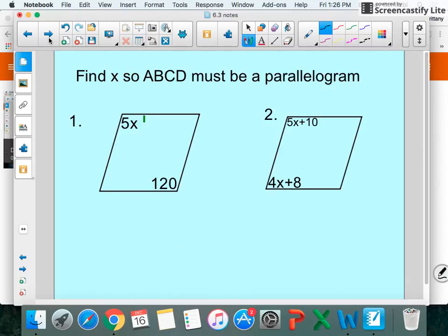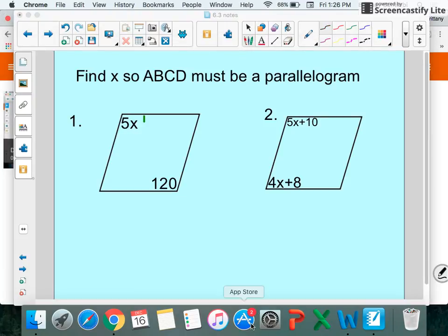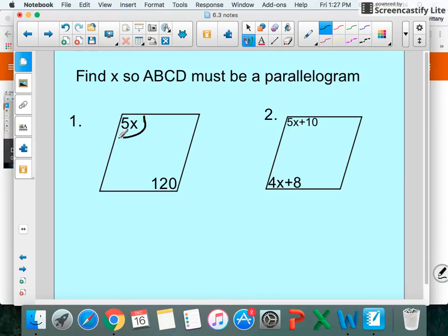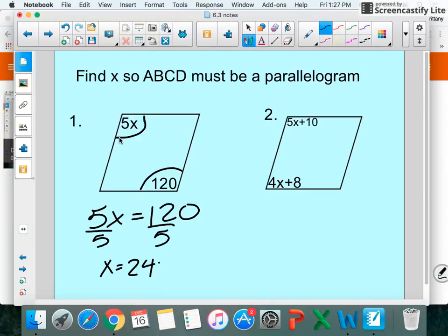So some example problems here. We're going to have to find x so that ABCD must be a parallelogram. And so what we first have to think of is look at the picture and figure out what kind of angles we have. If we look here, 5x and 120, those are opposite angles. And we know that in order for it to be a parallelogram, the opposite angles have to be congruent. So that means that their angle measures have to be equal. So I'm going to set 5x equal to 120. And then I'm going to divide both sides by 5. And that gives me x equals 24. So if x is 24, then it is a parallelogram.